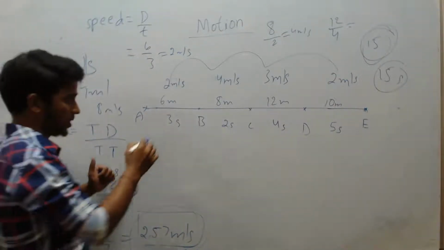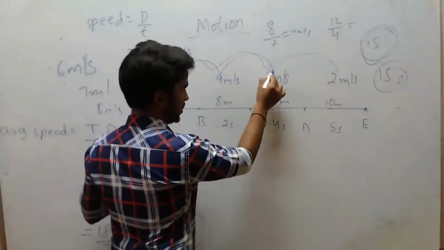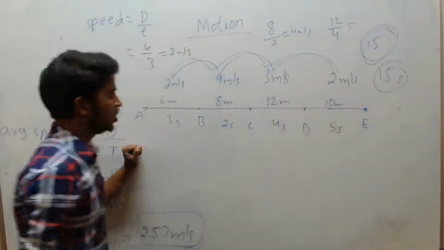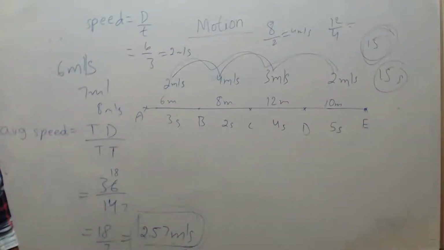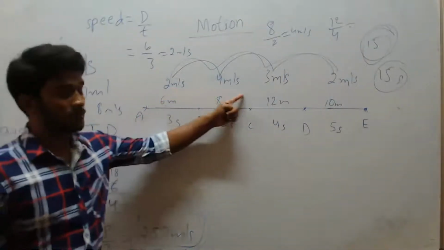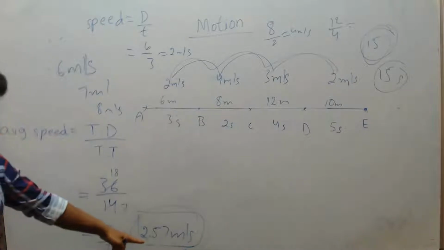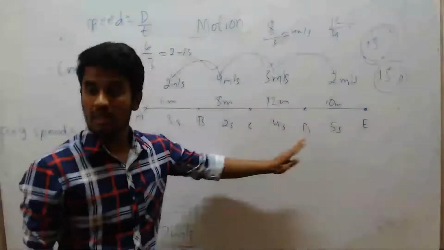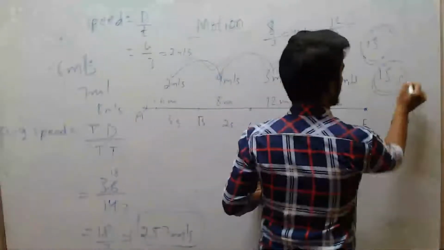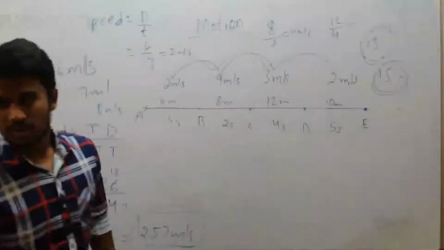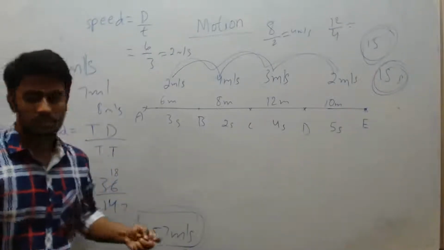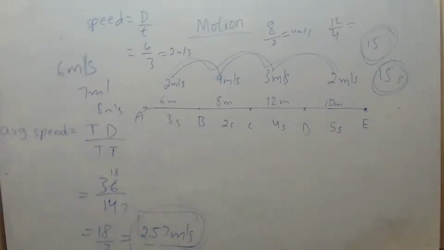If you travel 2 meter per second, 4, 3, then 2 meter per second, you take 15 seconds to reach from A to E. Instead of traveling with these speeds, if you travel with 2.57 meter per second from starting to ending point, you will take the same time. Clear? So what is average speed? Average speed is the total distance traveled in the total time taken.